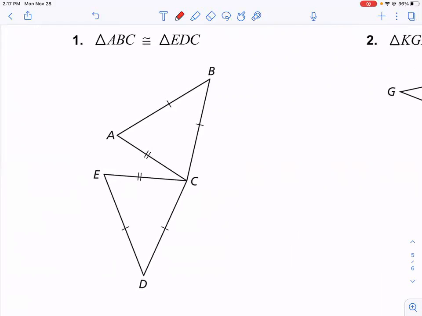All right. Eyes up here. RO. Is this true? Yeah. Side, side, side. Okay. So, yeah.